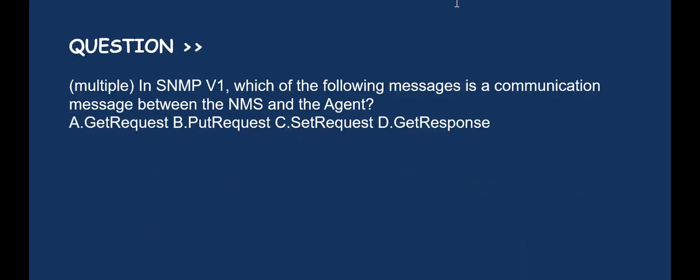Next one, in SNMP V1, which of the following messages is the communication message between the NMS and the agent? Option A, get request. Option B, put request. Option C, set request. Option D, get response. The correct answers are option A, C and D.